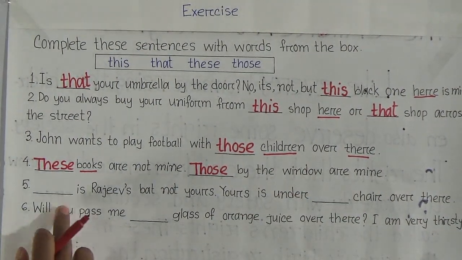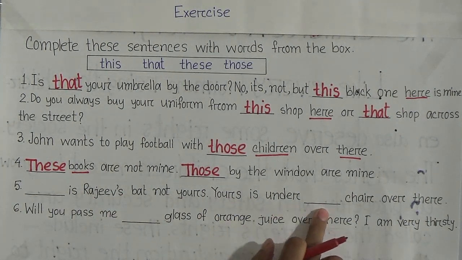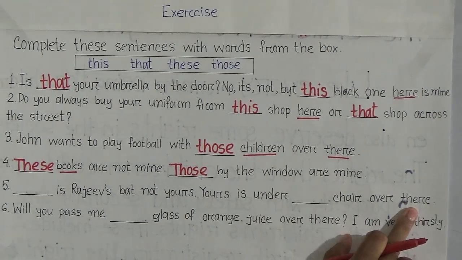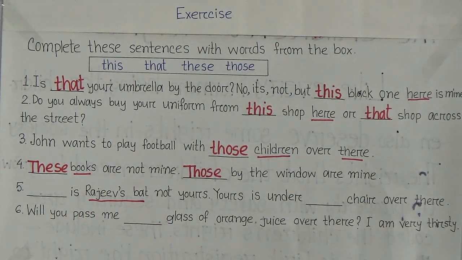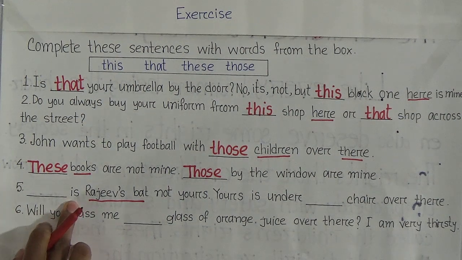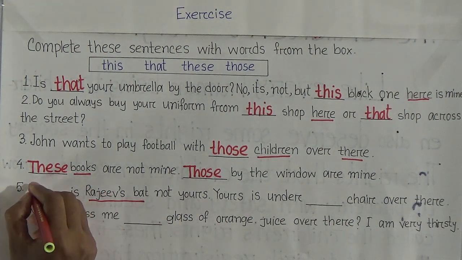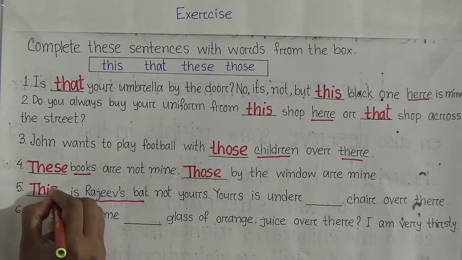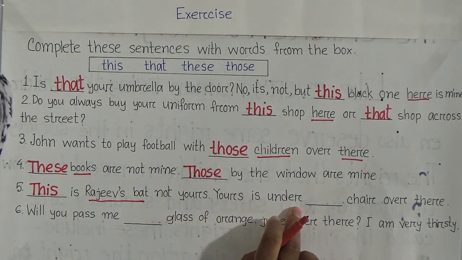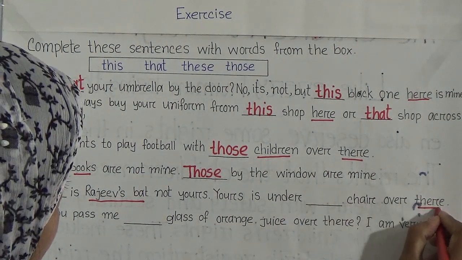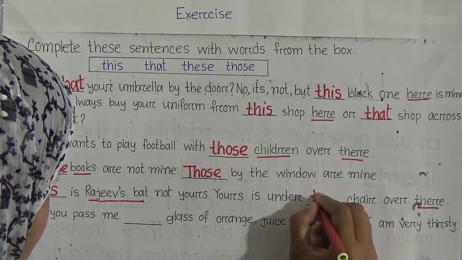Now number 5, dash is Rajiv's bag, not yours. Yours is on the dash chair over there. So we are talking about Rajiv's bag. It's a singular thing. Here we find the verb in singular form. So dash is Rajiv's bag, not yours. Here you have to write this, T-H-I-S. This is Rajiv's bag, not yours. Yours is under dash chair over there. There, it means far from you, so yours is under that chair.